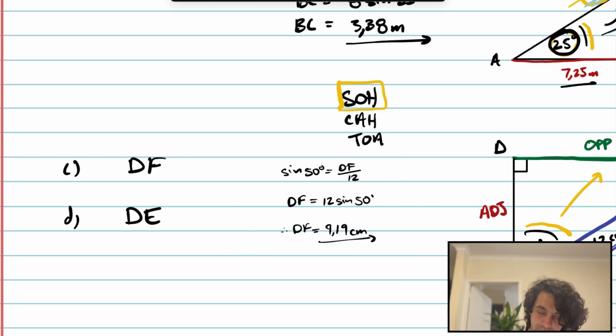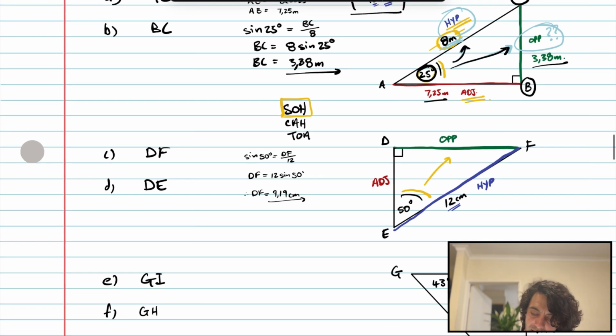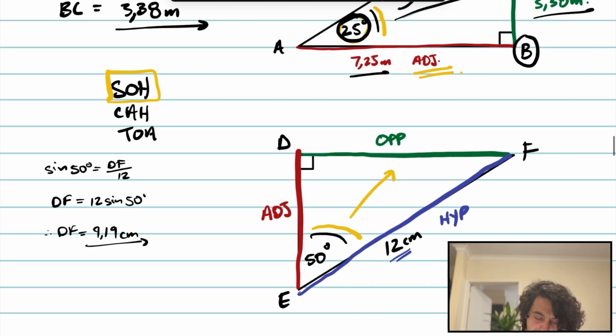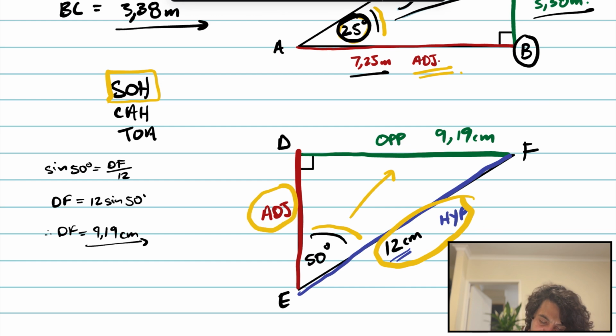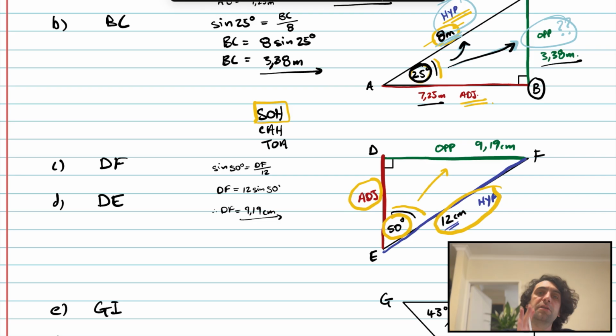All right, so that's our first answer. Next, we want the line DE. That is going to be this line over here. DE, that is my adjacent. Now, I know what my opposite is now. That is 9,19 centimeters. That's amazing. But I, again, am going to opt for using my hypotenuse to find my adjacent with this angle over here, because my hypotenuse is a perfect 12.